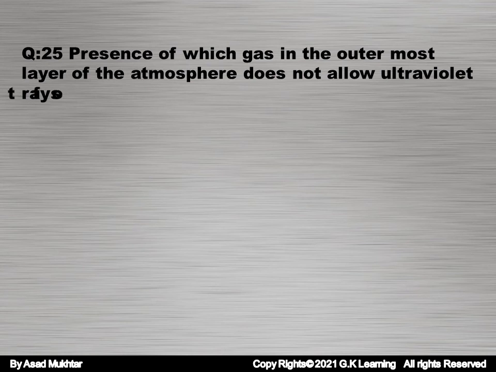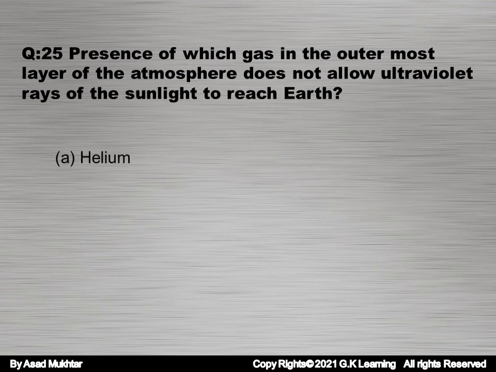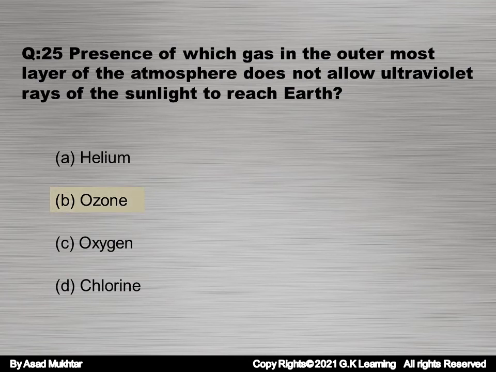Presence of which gas in the outermost layer of the atmosphere does not allow ultraviolet rays of the sunlight to reach Earth? Helium, ozone, oxygen, chlorine. The answer is ozone.